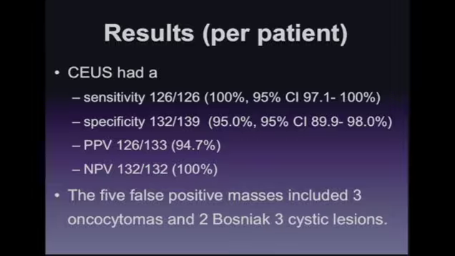On a per-patient analysis, contrast-enhanced ultrasound had a sensitivity of 100% with a confidence interval of 97 to 100%, a specificity of 95% with confidence levels of 90% to 98%. The positive predictive value was 95%, and the negative predictive value was 100%. We did have five false positive masses, which included 3 oncocytomas and 2 Bosniak classification 3 cystic lesions.